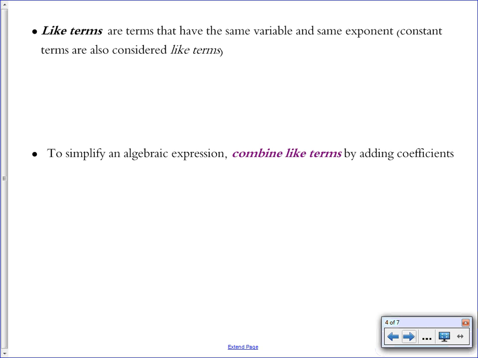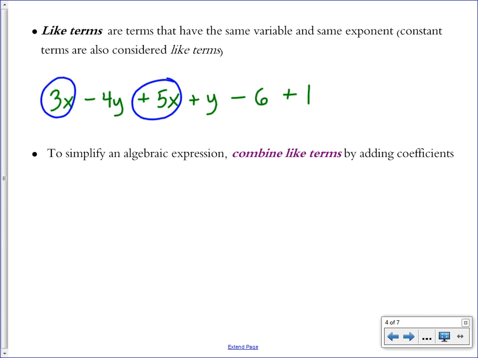Like terms are terms that have the same variable and the same exponent. So let's write up a long expression here. 3x minus 4y plus 5x plus y minus 6 plus 1. It's a very long expression. Like terms have the same variable and same exponent. So in this expression, the term 3x and the term positive 5x are like terms. They both contain the variable x and the same exponent, which is just a 1, and it's not shown there. The term minus 4y and positive 1y are like terms.